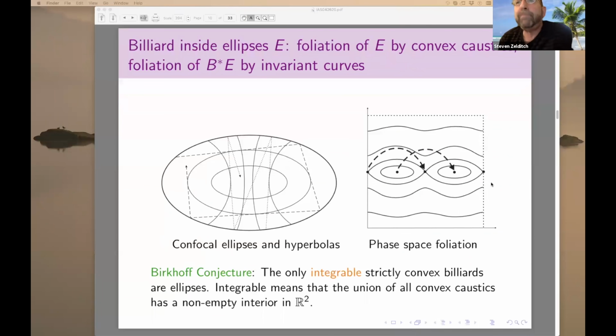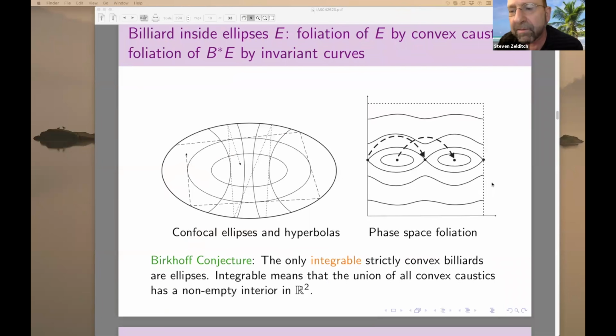So let's look at that picture both in phase space and in configuration space. This is the physical space or configuration space picture, and I drew a couple of convex caustics and a couple of hyperbolic caustics. In phase space, we look at all the different caustics, but the only ones that play a role in my talk are the convex caustics.